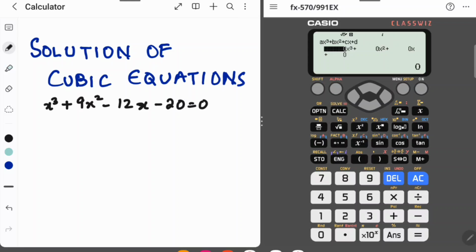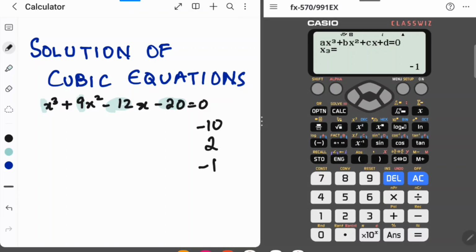Now you just put the numbers in. 1 is the coefficient, 9 is the coefficient, minus 12 and minus 20. So you press 1 equals, then 9 equals, then minus 12 equals, and then minus 20, then press equals, and again equals. You get the first answer, minus 10. Press equals, the second answer is 2, then equals, and then minus 1.